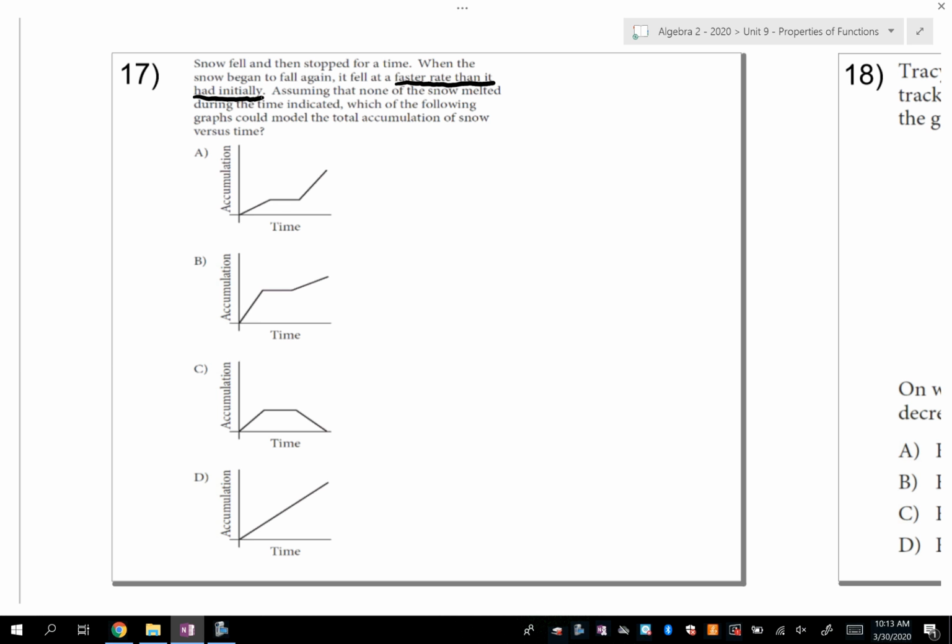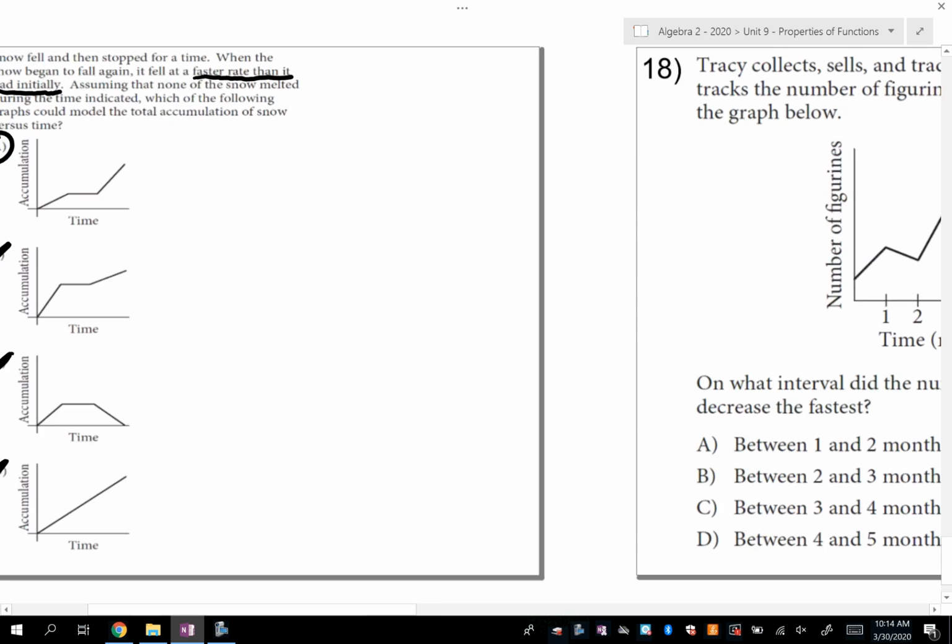And B has all that I just mentioned, but the problem with B is that it's actually steeper to start. So that would say that it's actually snowing harder at the beginning than later. C has the initial snowfall and then it stops, but then it has accumulation going down. So that means it's melting, which we're assuming there's no melting. And D is a line, so that means it's only going to be snowing the whole time. So the only one that leaves us is A, where it increases slightly, then the accumulation levels off, so it's constant. There's no snow falling or melting. And then it increases again, but at a faster rate, steeper slope than initially. So that's why it's A.